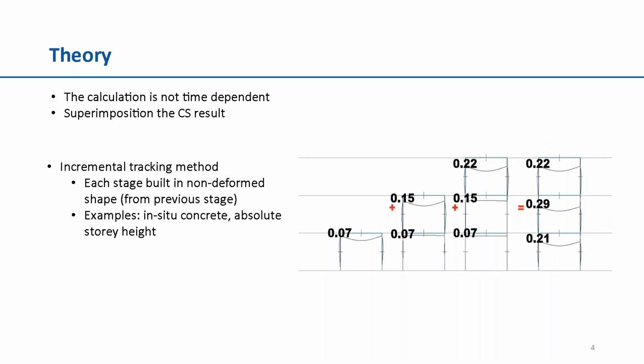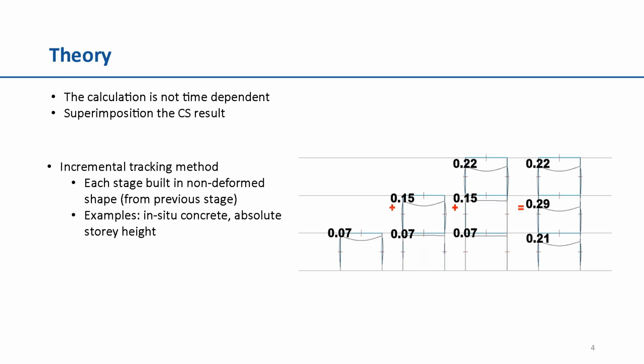The first one is called the incremental tracking method. Here, each stage is built in a non-deformed shape. In other words, each step uses the original geometry of the structure for the objects in the specific stage. This means that the program will reset the deformation between each analysis. After this, the result is added together.